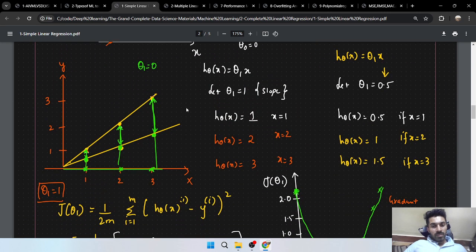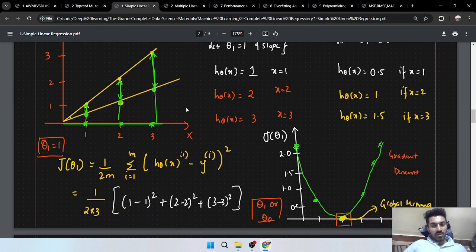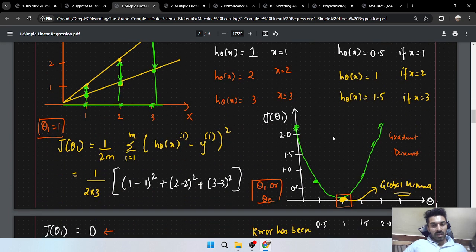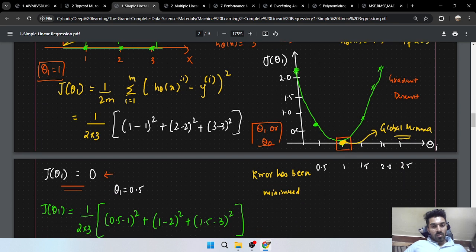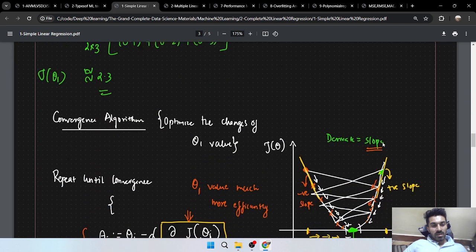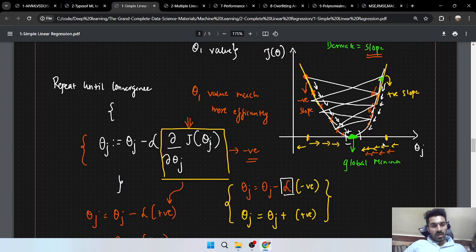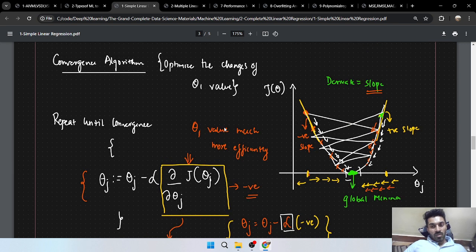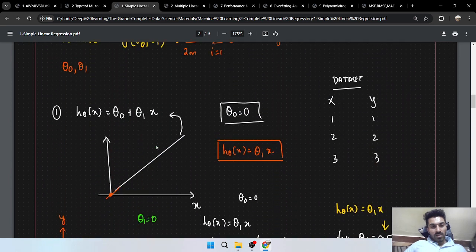To find a best fit line, suppose this is your cost function, and this is your gradient descent formula. I think it is written here. Yes, it's written here. The formula is W new equals W old minus alpha times the differentiation of the cost function with respect to W, where alpha is the learning rate. This is your formula for gradient descent. Now I am explaining.